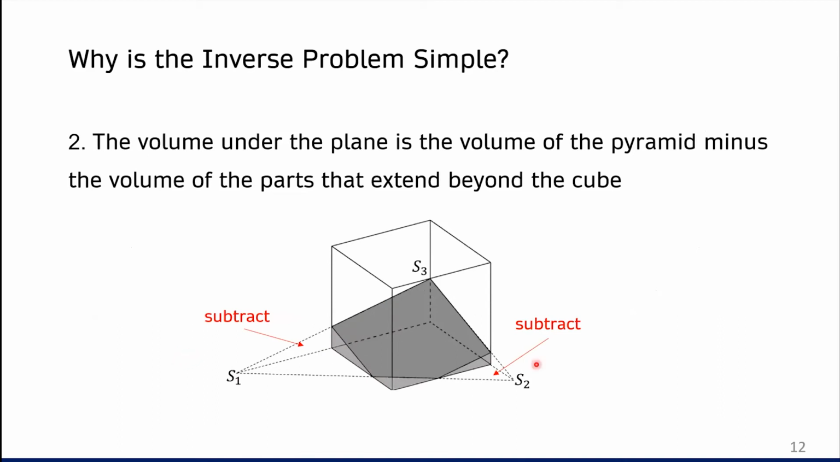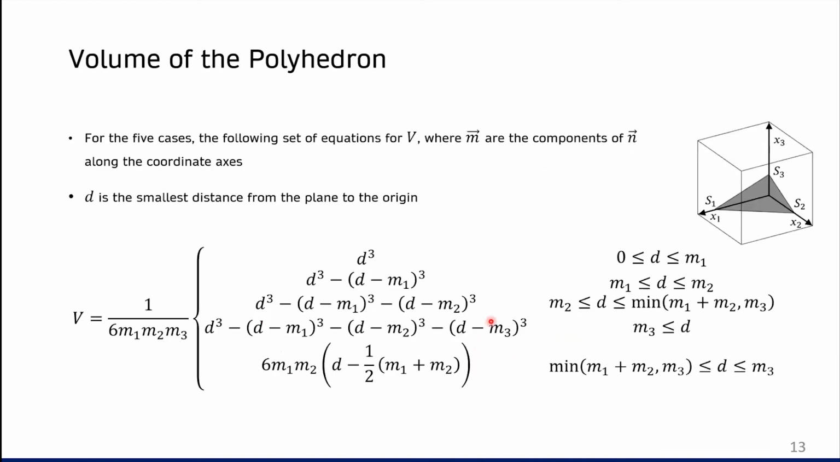Second is that calculating the volume of this polyhedron is a middle school, high school geometry problem. All you need to do is calculate the volume of this pyramid here and subtract the parts that extend beyond this cube. I calculate the volume of this pyramid, I subtract these two, and I'm done. So it's a very simple problem. It's not like the forward problem. So you can calculate all the equations for the 5 different cases that I showed you.